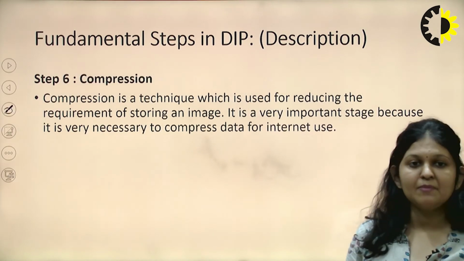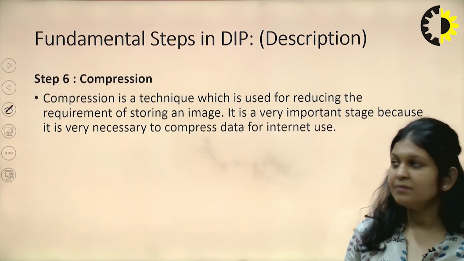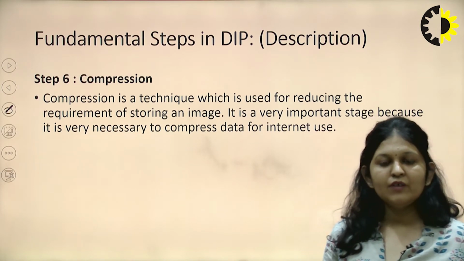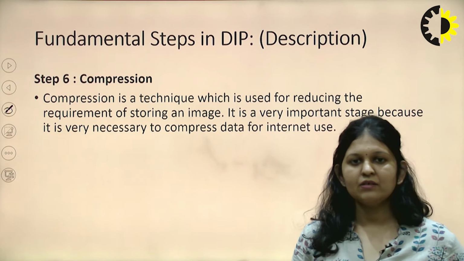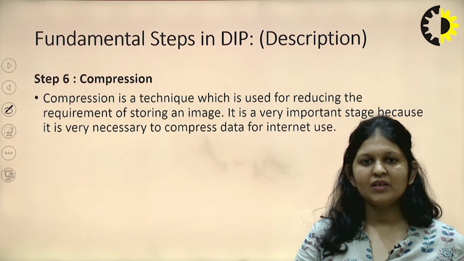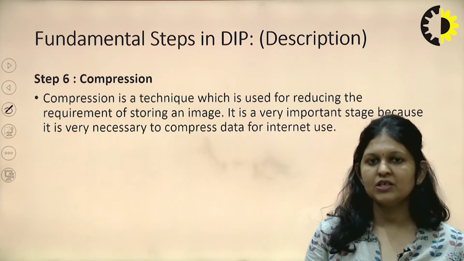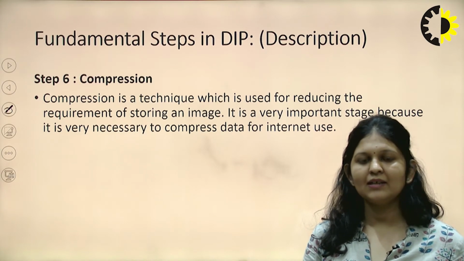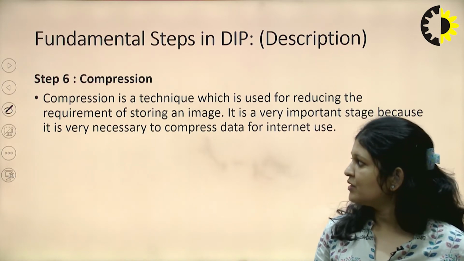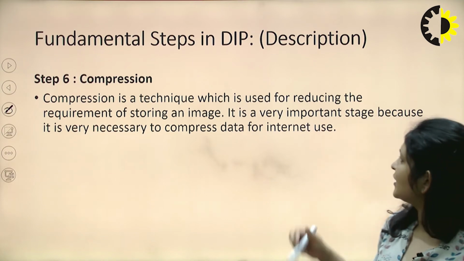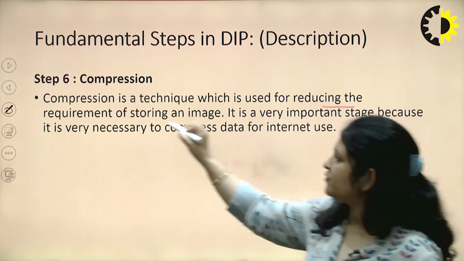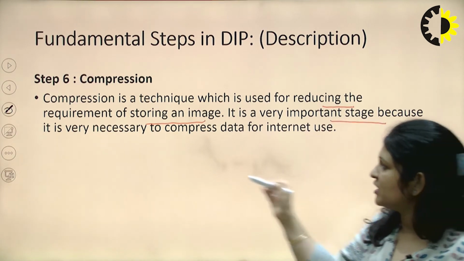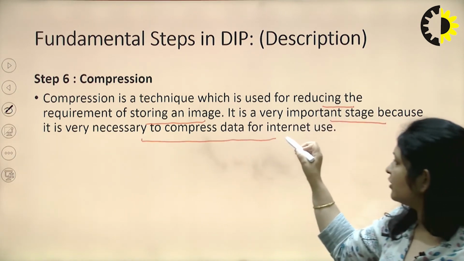Step 6 is compression. Compression is basically used to reduce the size of images. When we create a data set of images, it is a very heavy data set, and to store and transmit that data is very difficult. So we use compression techniques to reduce the storage requirement of images. It is a very important stage because it is necessary to compress data for internet use.